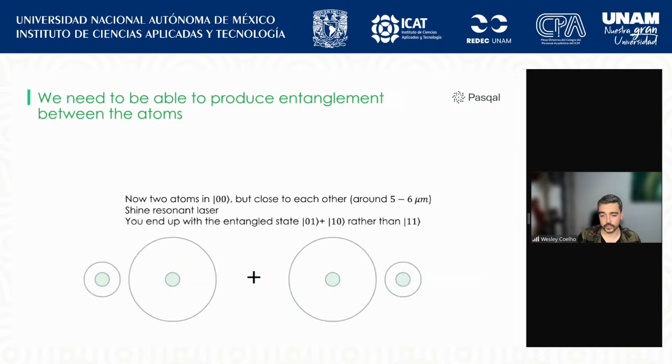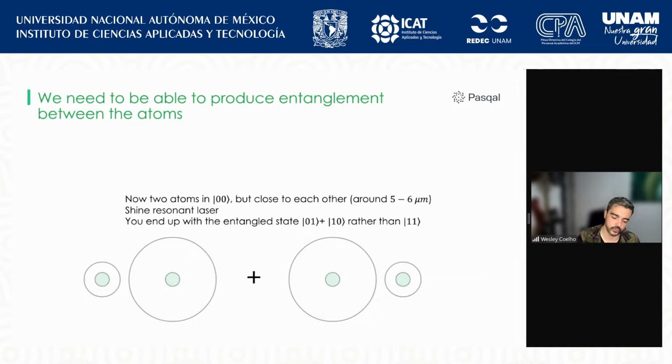And then what you're going to have is a superposition. You cannot have them in a 1-1 state at the same time, because they are very close to each other and the 2 excited atoms don't like each other. You cannot have 2 atoms excited at the same time if they are very close to each other and if the laser that you use to shine them is not powerful enough. So what you have is a superposition of 0,1 and 1,0. So you have these 2 superposition states.